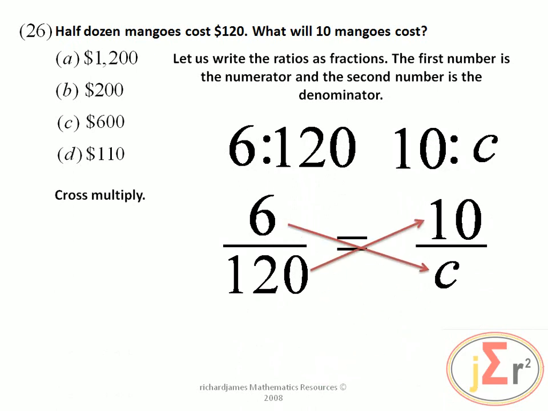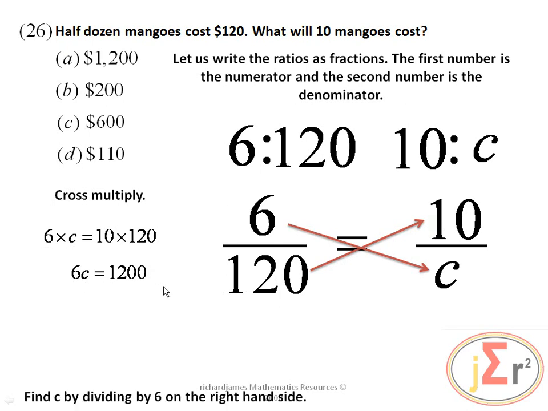So let us cross multiply. So 6 times C is equal to 120 multiplied by 10, or 10 multiplied by 120. So we are saying 6 times C is 6C. So 6C is equal to 120.